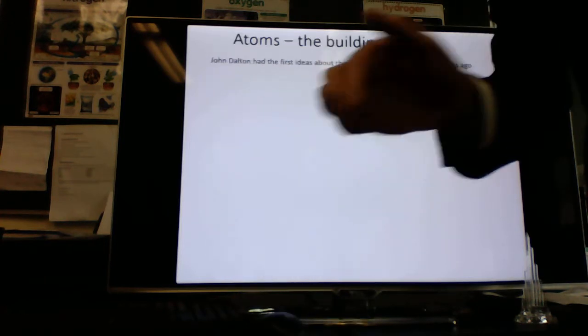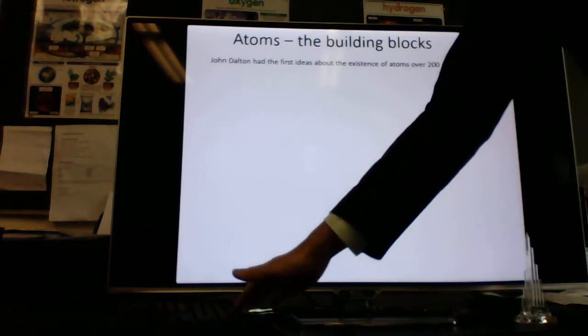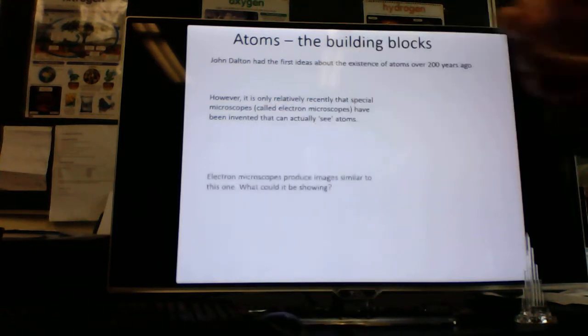Now, how do we know this? Someone called John Dalton, now he had the first ideas about it about 200 odd years ago. But recently, we've been able to look at atoms under a special type of microscope. And that special type of microscope is called an electron microscope. And it can actually see atoms.